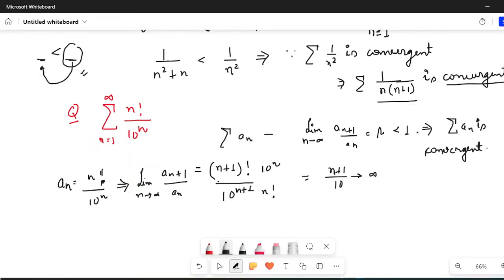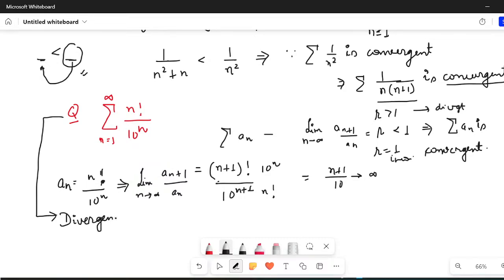So clearly, if r is less than 1, then this is convergent. If r is greater than 1, then this is divergent. And if r equals 1, then this becomes inconclusive. So clearly you can see that the limit is infinitely large. Therefore, this series will be a divergent series. I hope everybody has got the point.